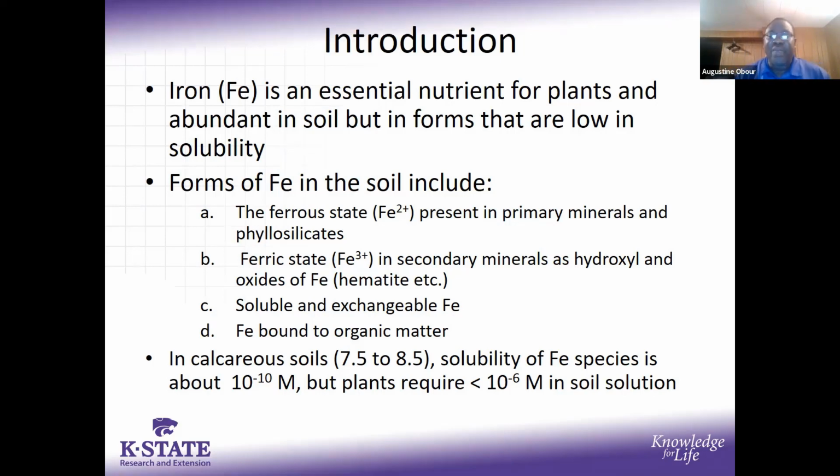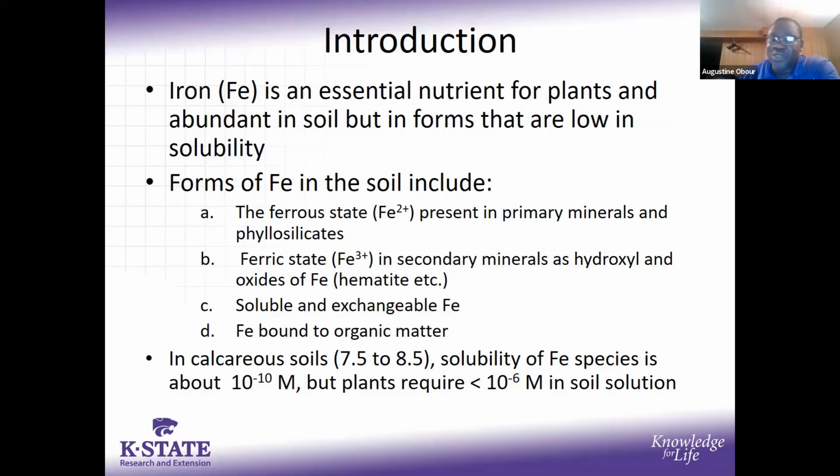Basically, we have four main forms of iron in the soil. The iron in the soil can be in the reduced form, that is the ferrous state, which is present in primary minerals and some phyllosilicates. We can also have the oxidized forms of iron, but in the soil it's mostly present in the hydroxyl or oxidized forms of iron. Then we also have exchangeable forms of iron, and then these are in the soil solution. Then we also have iron bound to organic matter.